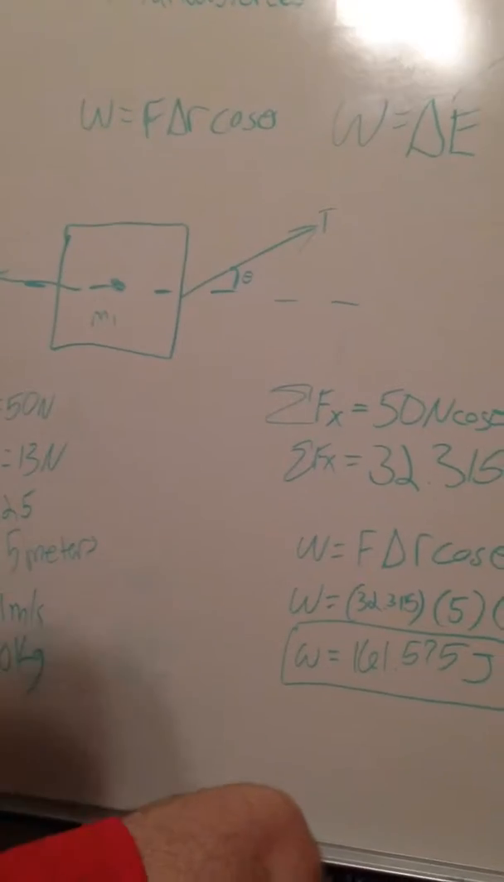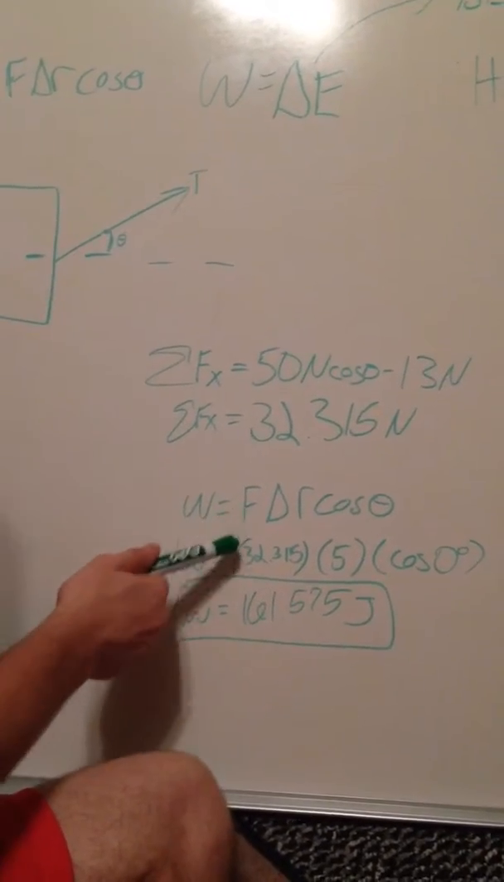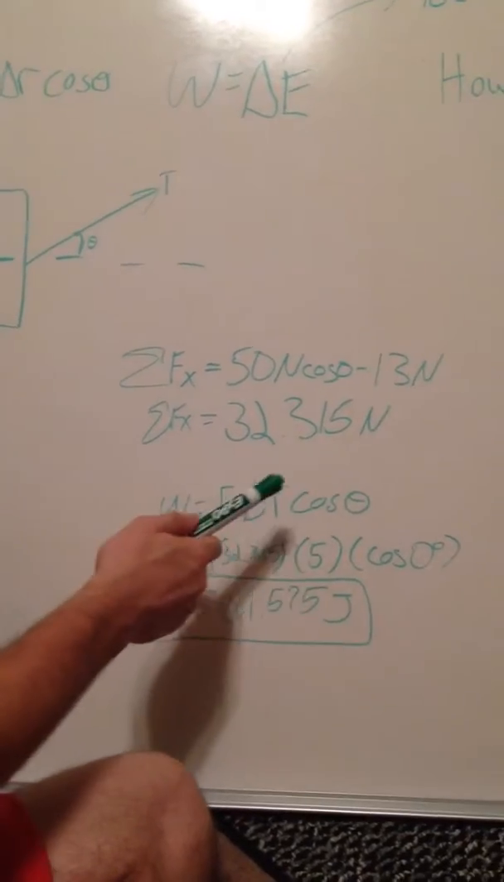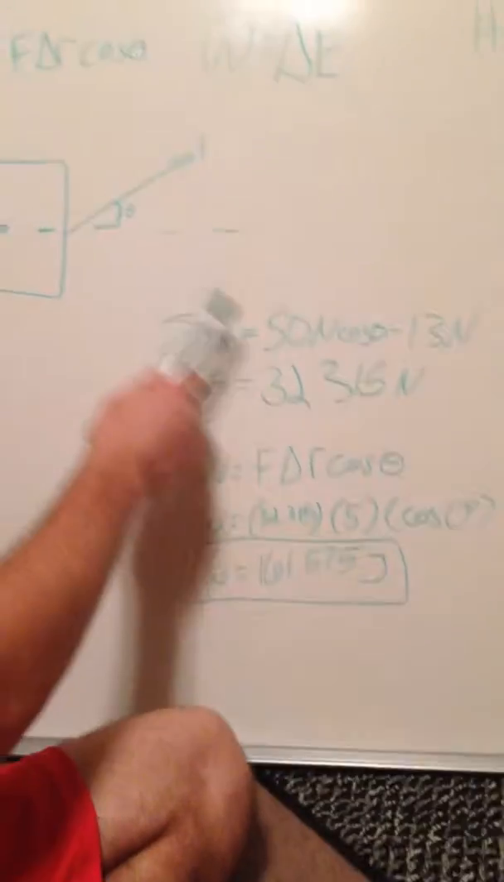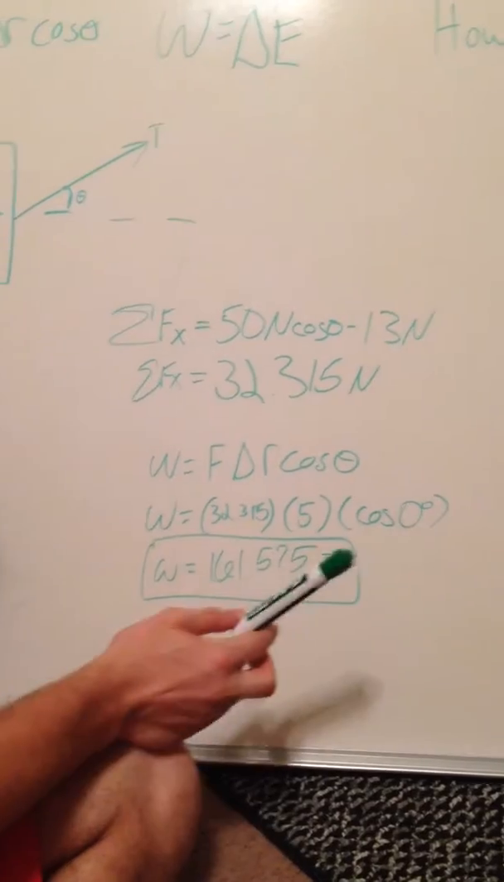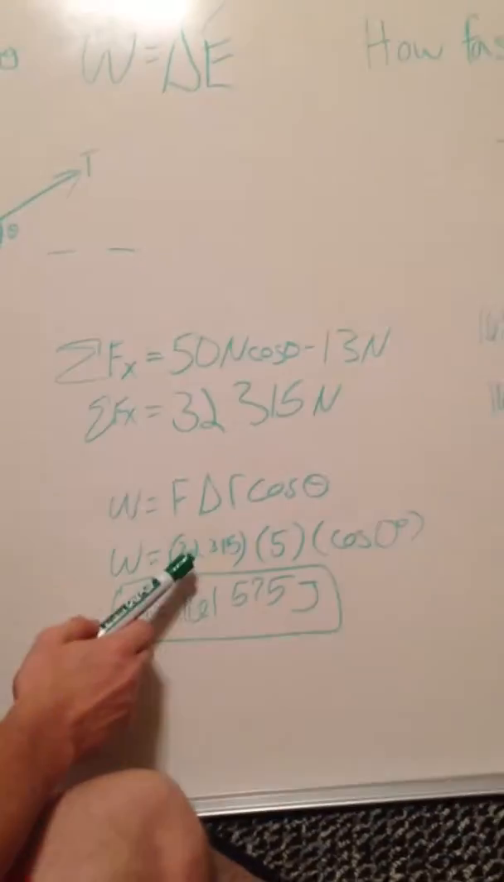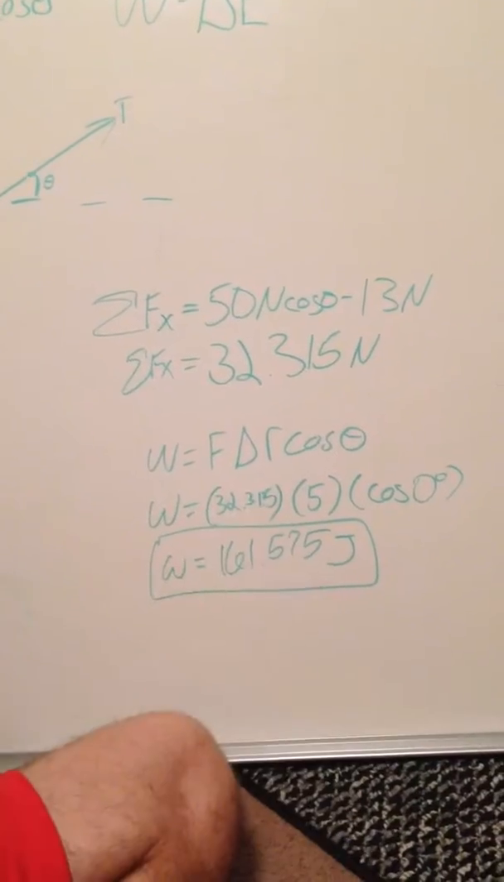Now we're going to use the equation work equals force times delta r cosine theta to find the work. The work done is the force, which is 32.315, times delta r, which is 5 meters, times cosine of 0, since we found that this force was in the x direction, therefore it's the angle of 0. So that's just 1, and we multiply 32.315 times 5, and we get the work is equal to 161.575 joules.